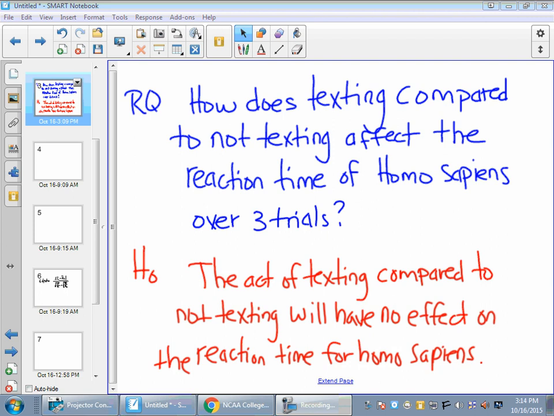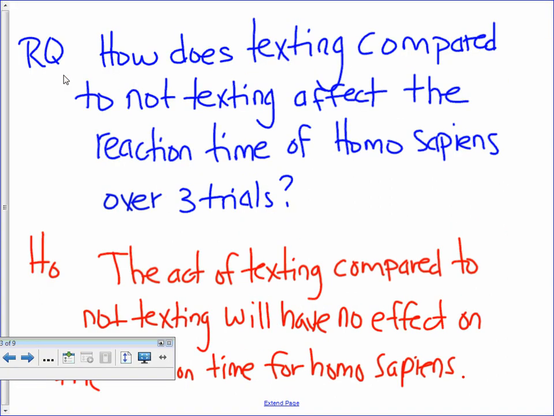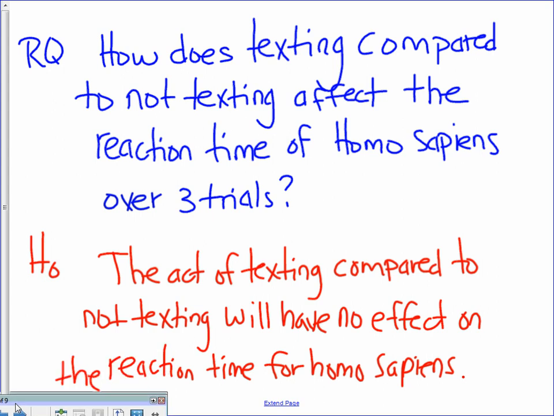This is an overview and explanation for doing the t-test. In class, we tested the reaction times, both without texting during the process and with texting during the process. We established the research question: how does texting compared to not texting affect the reaction time of Homo sapiens over 3 trials?